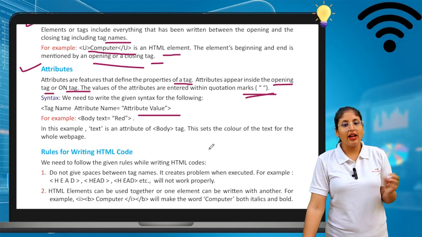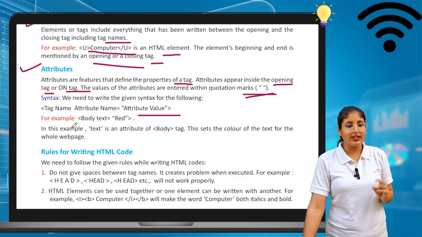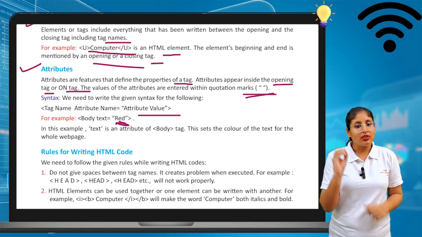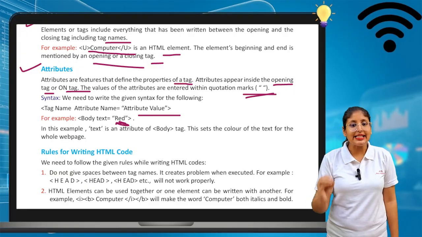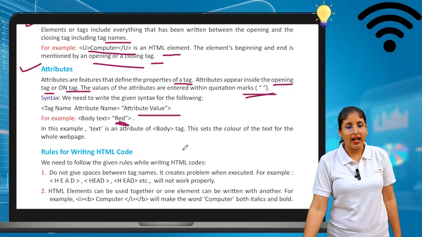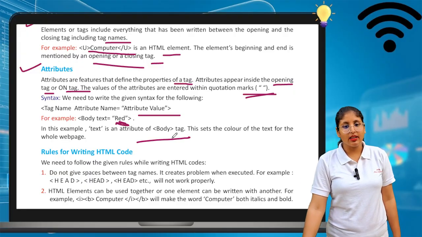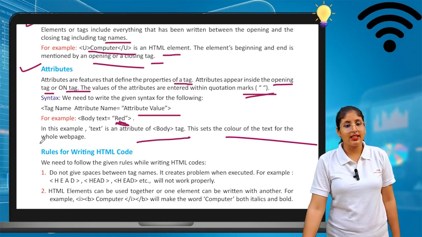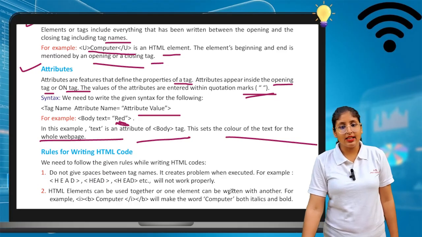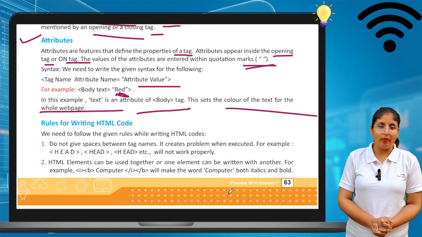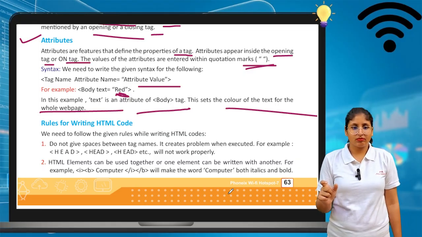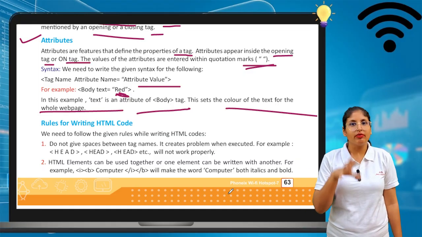Syntax: we need to write a syntax for the following. For example, body text equals red. This is an attribute, and the value comes in quotation marks. Text is an attribute of the body tag. It sets the color of the text for the whole web page. Attributes tell you the whole color of your HTML page.